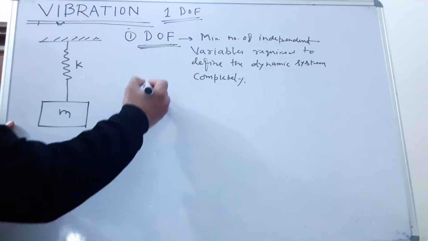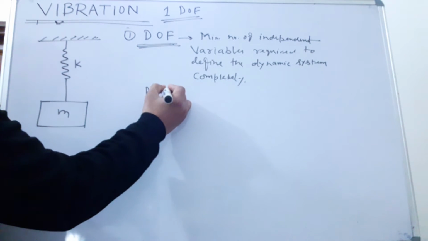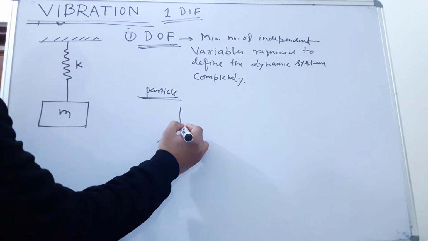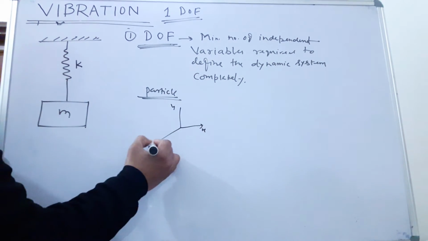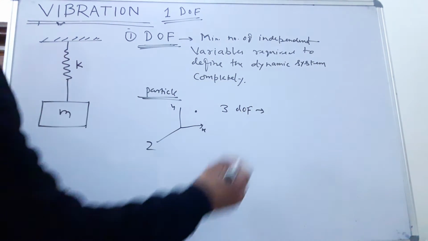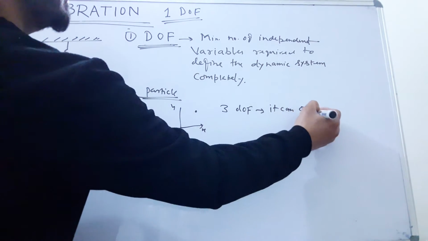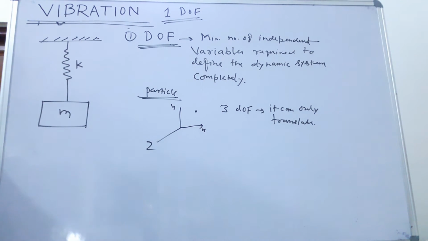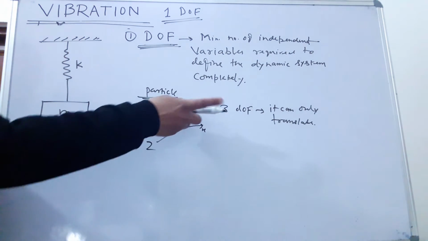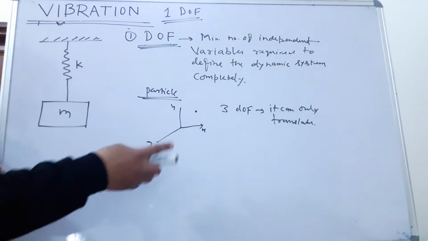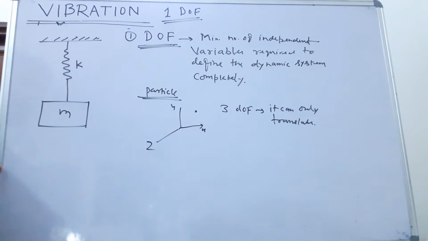If we say a particle, what will be the degree of freedom for a particle in 3-dimensional space? A particle has only 3 degrees of freedom. Why? Because it can only translate. It has no dimension, so it cannot rotate. It can translate in the x direction, y direction and z direction. It cannot rotate about the x direction because it is a point, dimensionless. So rotational freedom is not there.